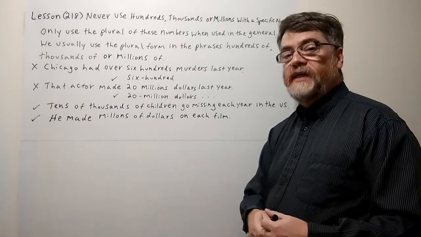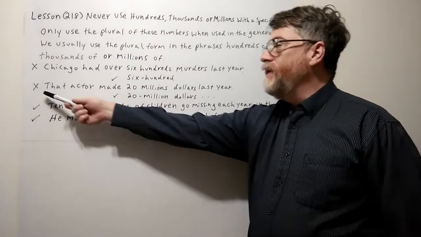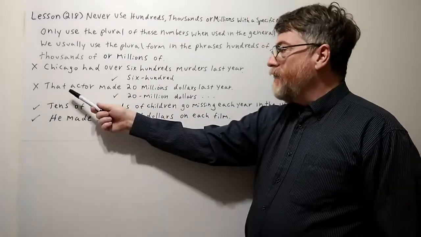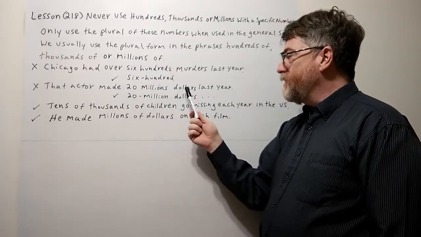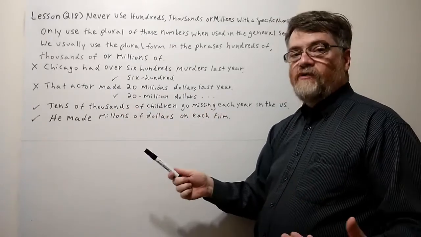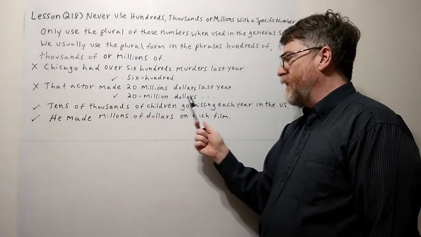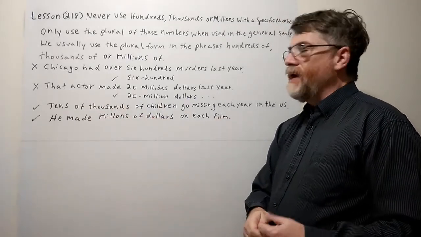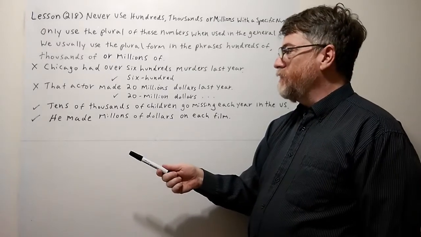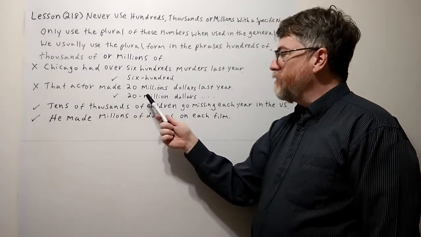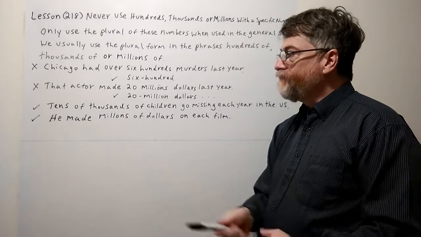All right, let's take a look at the second example here. Again, with the X, this is wrong. That actor made $20 millions last year. Of course, the correct way to say it would be: that actor made $20 million last year. So again, basically that's what he did. He made $20 million last year.